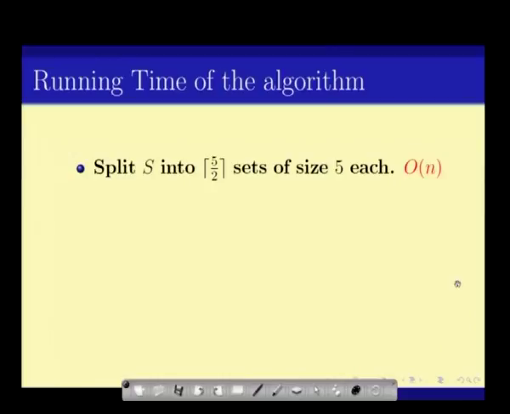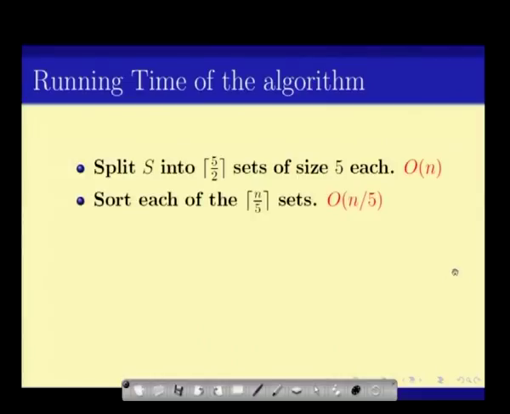So, one can ask k to be 10, one can ask k to be n over 2, anything. So, here is the algorithm, right. We first split this set into sets of equal size. So, we get order n number of steps there.